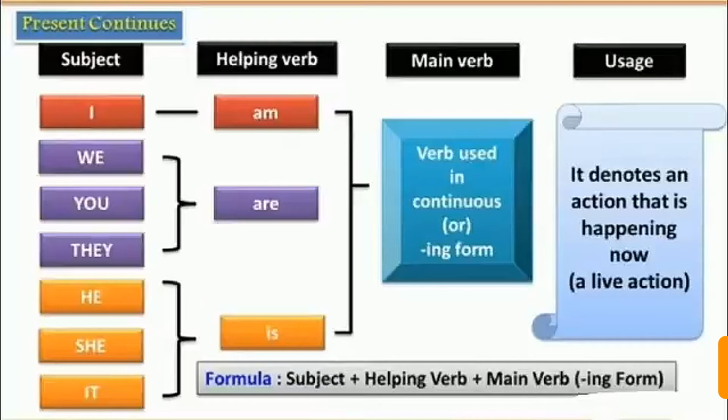And if the subjects are he, she, or it, or we can say the singular third person, then the helping verb is will be there along with the first form of the verb plus ing. Okay, now let us see its formula. First the subject, then the helping verb, then the main verb plus ing, or we can say the ing form of the verb will be used.